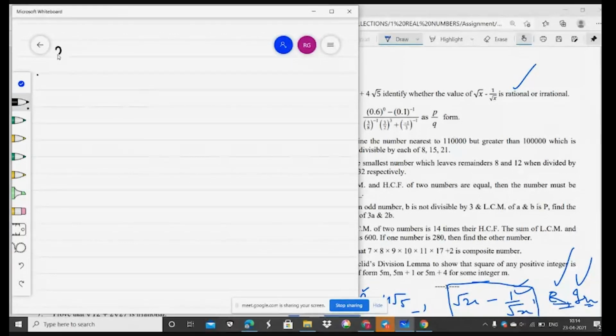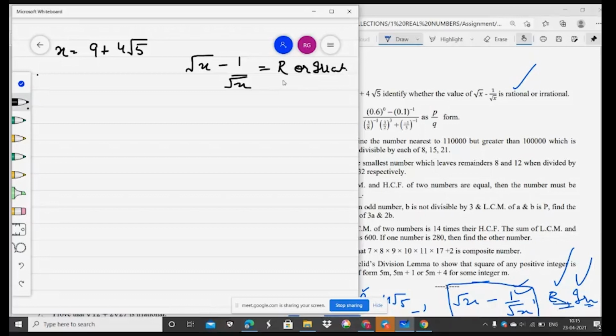And x is given to us as 9 plus 4 root 5. You need to check whether root x minus 1 upon root x is a rational number or an irrational number. So we need to find the value of this first, then only we can decide whether it is rational or irrational. What we'll be doing?